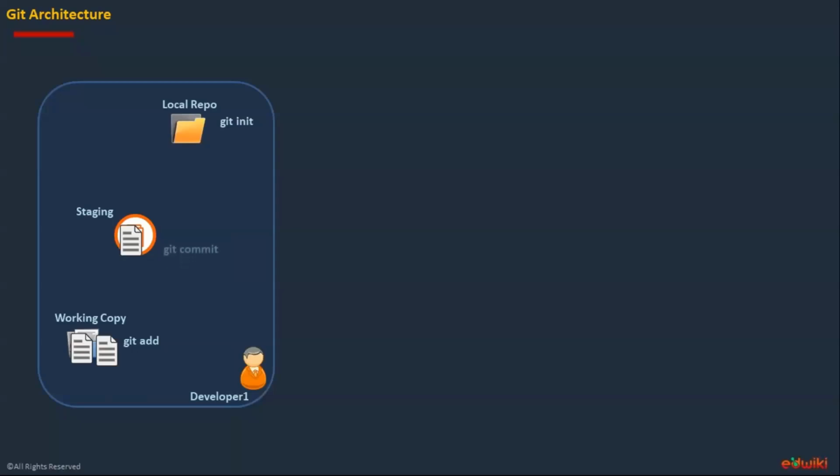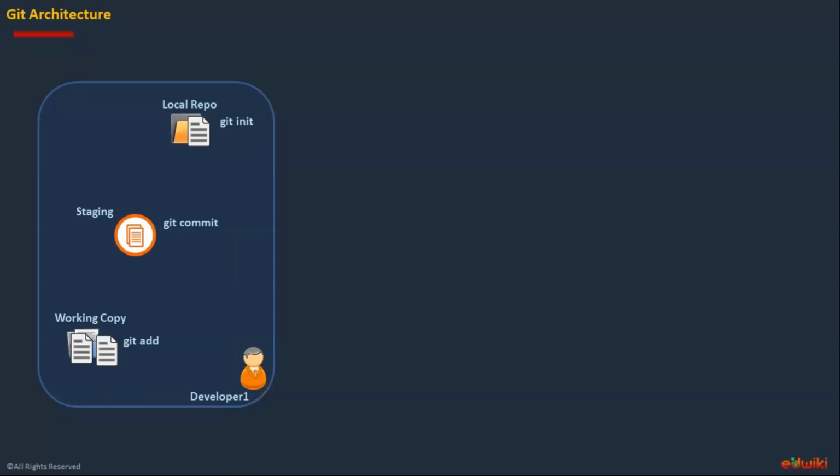Then you go and run one more command called git commit. Git commit is going to take the changes that are added in the staging, and those changes will be saved in the actual local repository. Once the changes are stored in the local repository, the changes that are there in the staging will be removed. I don't need them, because the staging is just a temporary space. Are we good with this?